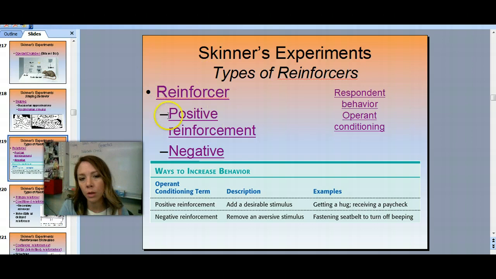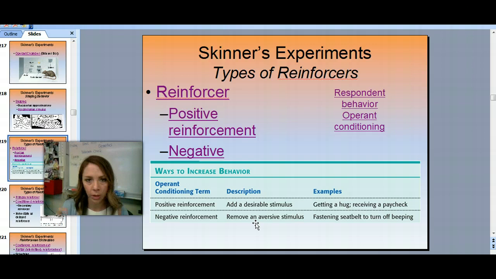Remember that a reinforcer is going to increase the chances that the behavior happens again. So reinforcement means that it's going to happen again. Punishment means that it's not going to happen. So here's your example. So the positive reinforcement, something being added. So adding a desirable stimulus, getting a hug, receiving a paycheck, right? So those two things would increase the chance that the behavior happens again. A negative reinforcement would be removing something, an adverse stimulus that the person doesn't like. So fastening a seatbelt to turn off a beeping, right? So I'm removing something that they don't like in order to increase the chances that it happens again. We'll talk about punishment in a second.